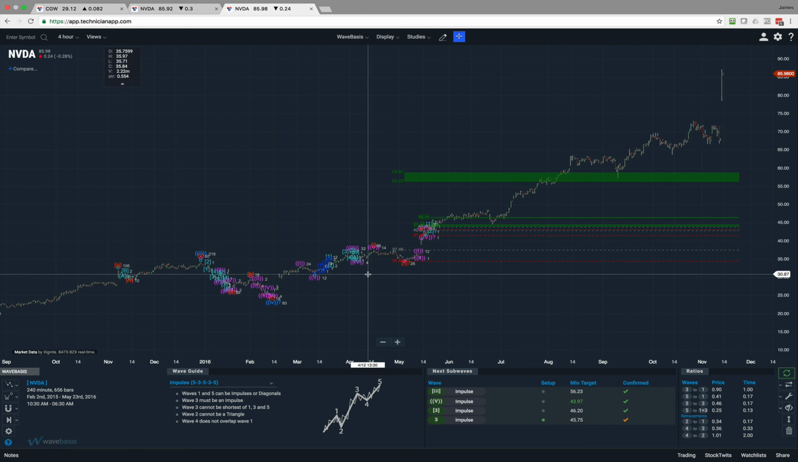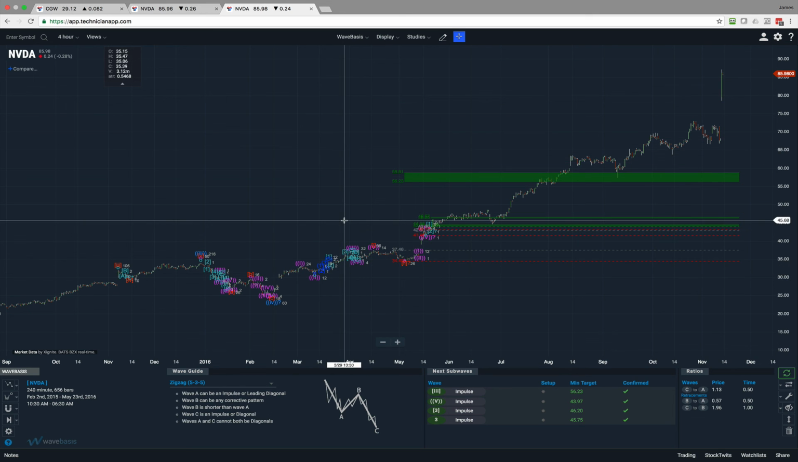Okay, so here's some examples of how you can find trade setups in WaveBasis, and I encourage you to use the software and run some counts and see if you can't find similar setups for yourself in whatever market you might be interested in trading.